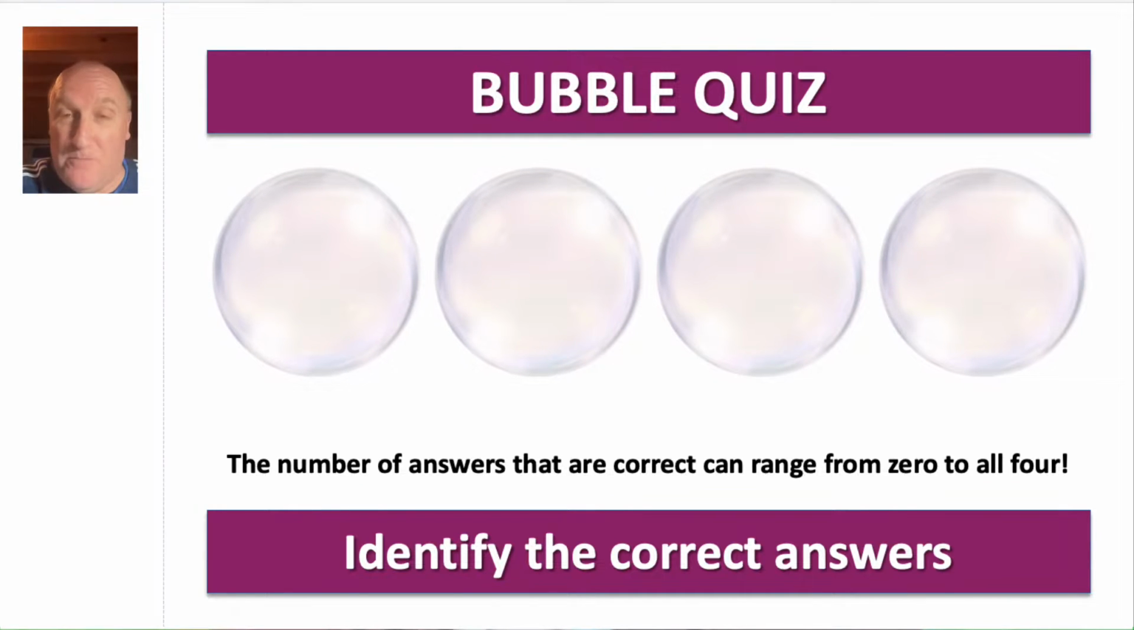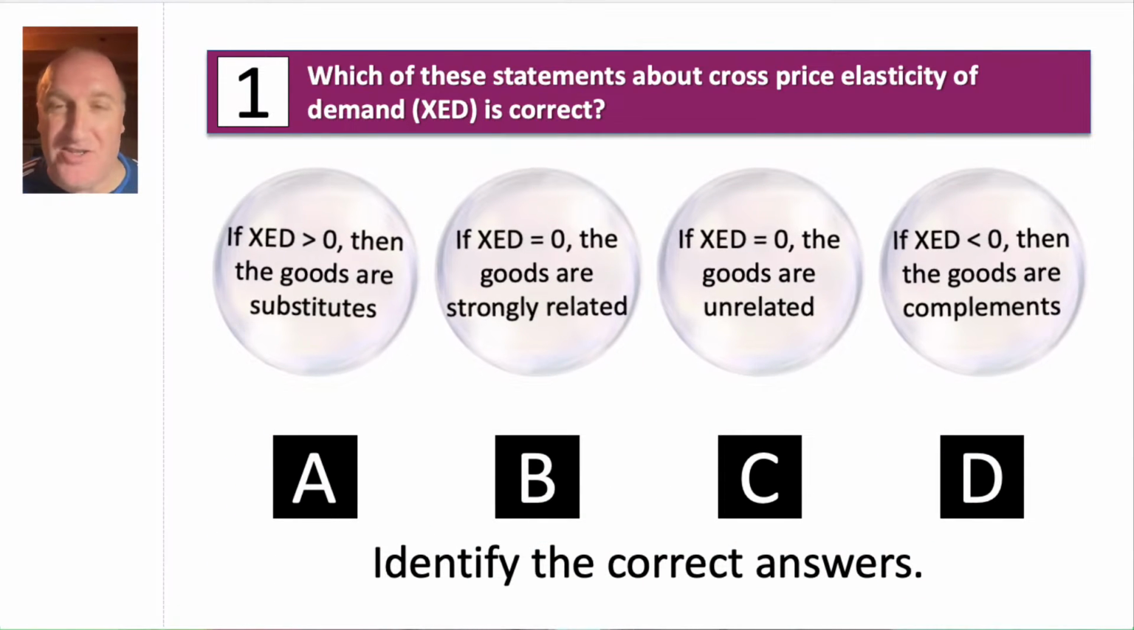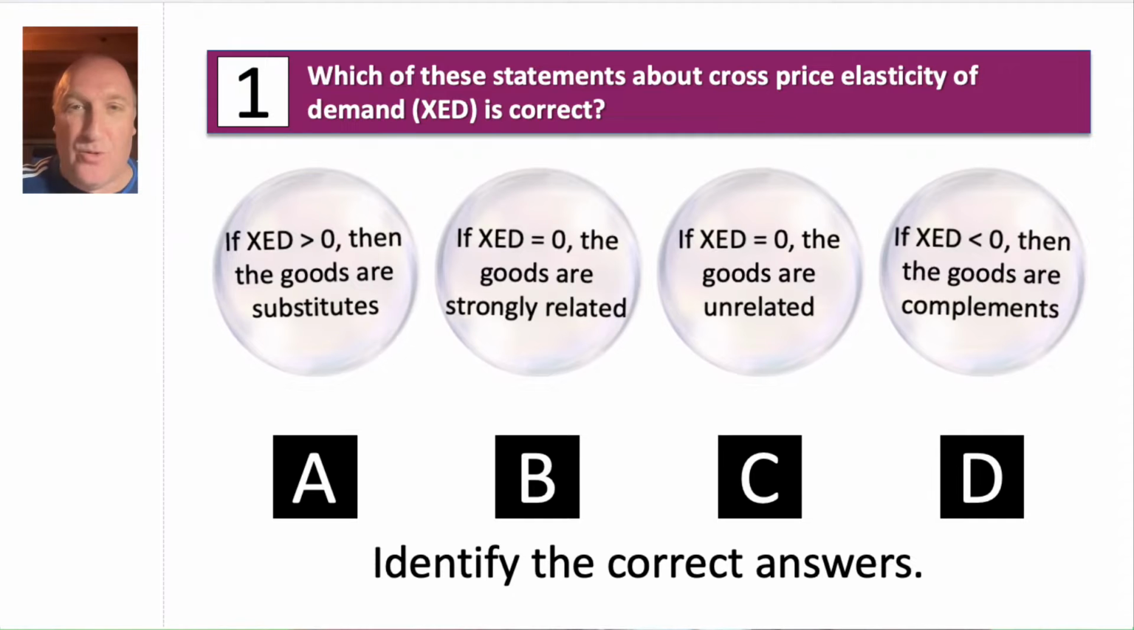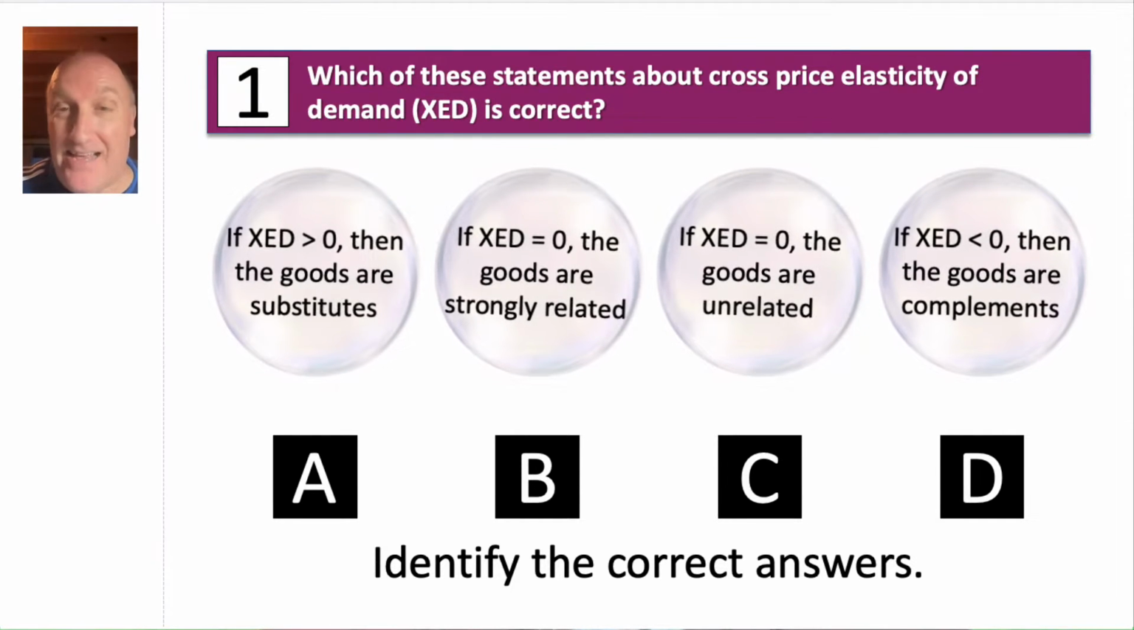Now, I'm going to pose a question, and I will give you 4 answers. How many of the answers are correct? It could be 1, 2, 3, 4, or none of them could be correct. Post your answers in the chat window. Let's see if you can get all 3 bubble quiz questions right. And these questions are all to do with elasticity.